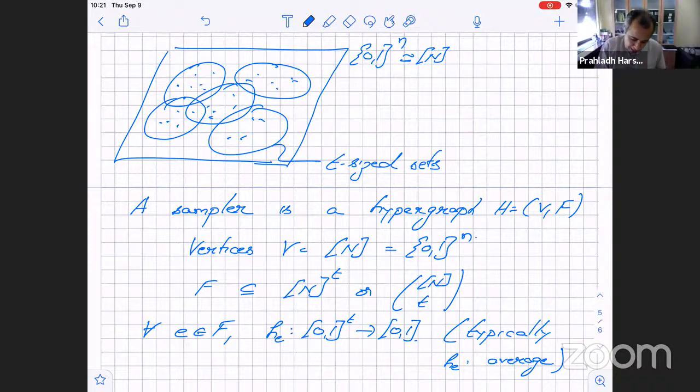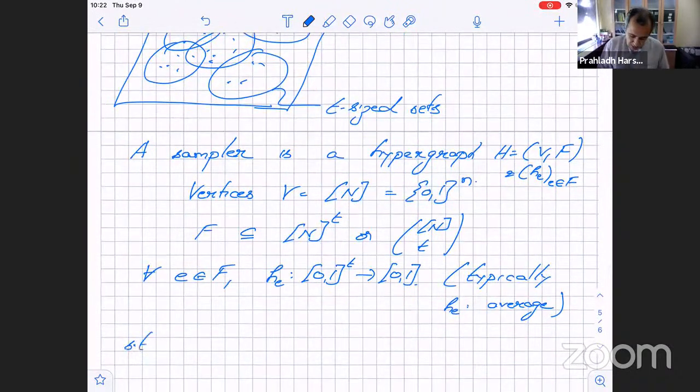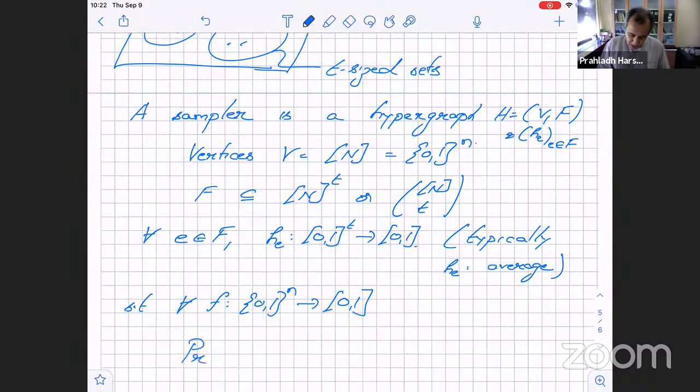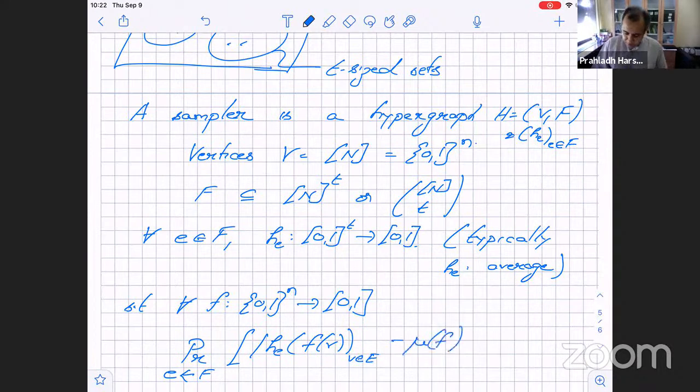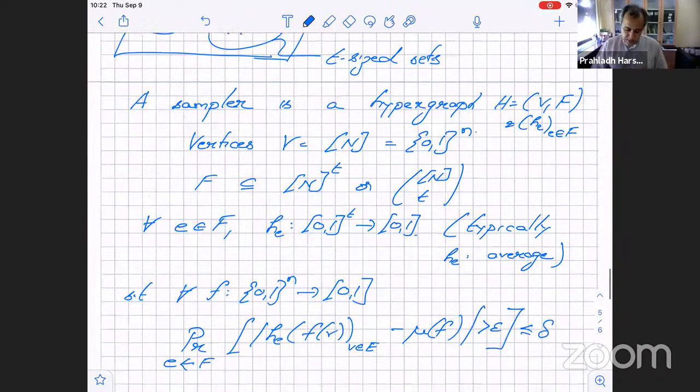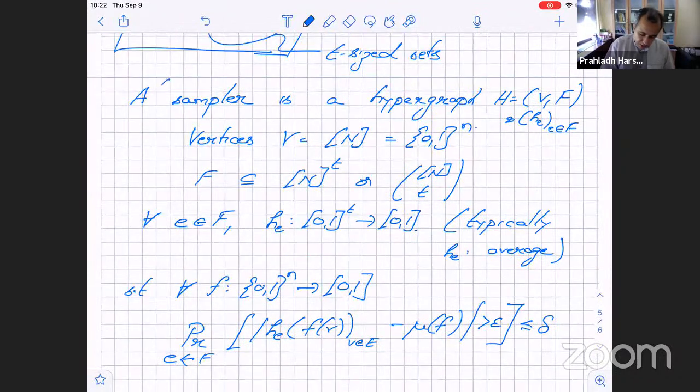Okay. So a sampler is this hypergraph and this family of functions h_e for all e in F. A sampler is given by this object, such that it has the following property: for all functions f from {0,1}^n to {0,1}, the probability that if you pick a random edge in the sampler and apply h_e on the vertices in that edge, taking the value of the function, minus mu of f, deviates by more than epsilon from the mean is less than or equal to delta. This is why we call it a delta-epsilon sampler.